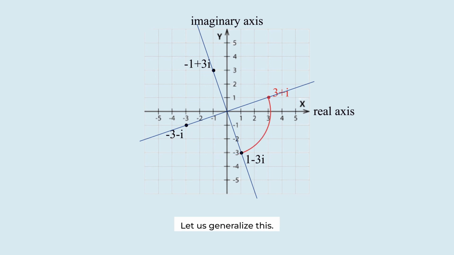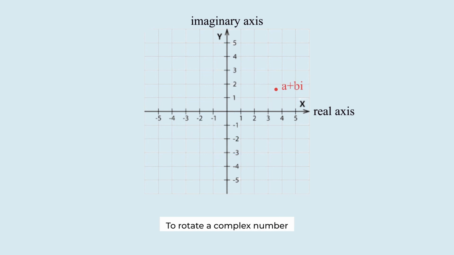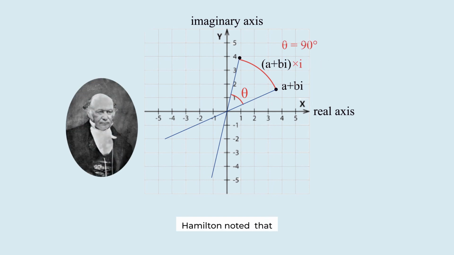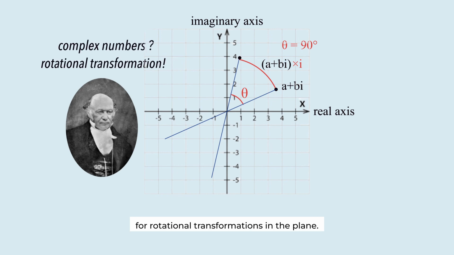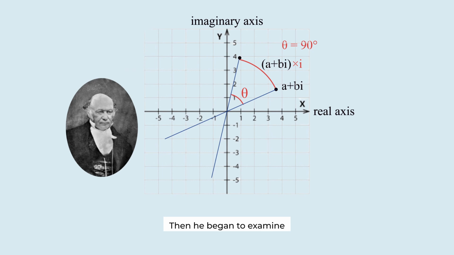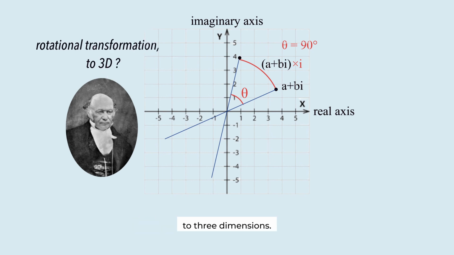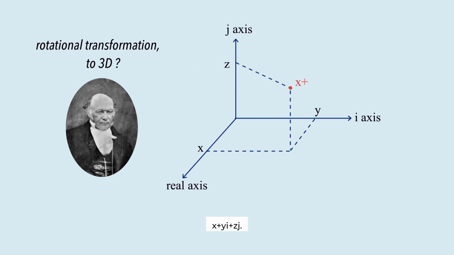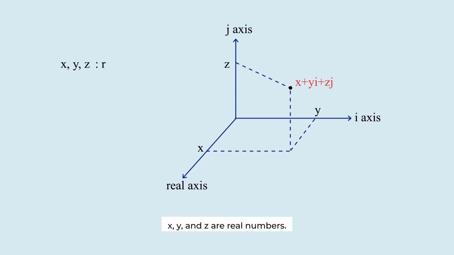Let us generalize this. To rotate a complex number by an arbitrary angle theta, simply multiply by this. If theta is 90 degrees, this becomes i. Hamilton noted that complex numbers were highly useful for rotational transformations in the plane. Then he began to examine whether this concept could be extended to 3 dimensions. He proposed the following form of a number: x plus yi plus zj. Here, x, y, and z are real numbers.